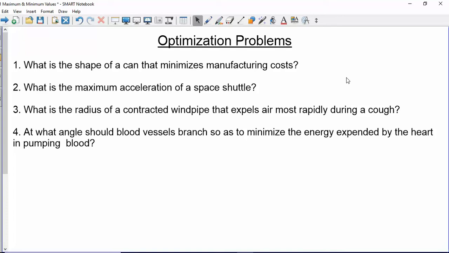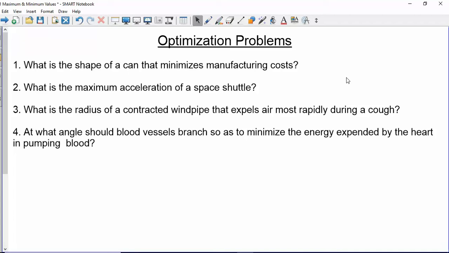Or what's the maximum acceleration of a space shuttle? Or, a medical application. What is the radius of a contracted windpipe that expels air most rapidly during a cough? Or what angle should blood vessels branch so as to minimize the energy expended by the heart in pumping blood?